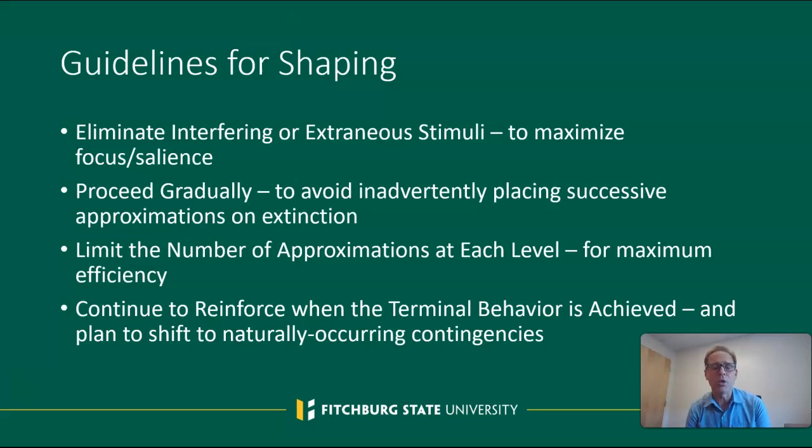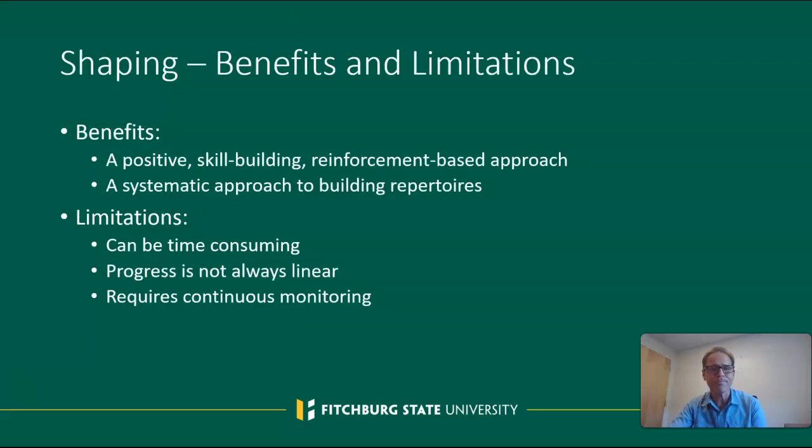And then we want to continue to reinforce even when the terminal behavior is achieved, right? When we've achieved that terminal behavior and our successive approximation now actually is the target behavior we're looking at, we still want to continue to reinforce that as well. But then we do want to have a plan for how we're going to shift to naturally occurring contingencies so we don't need to have contrived reinforcement in place indefinitely.